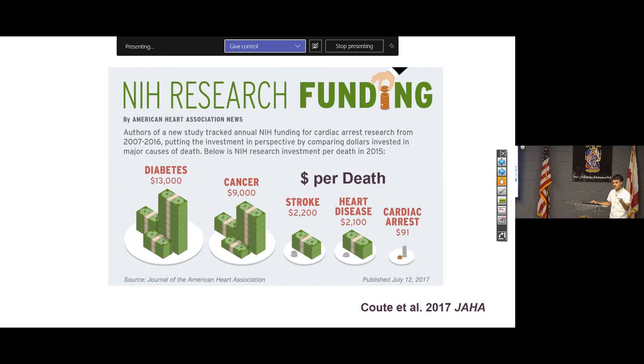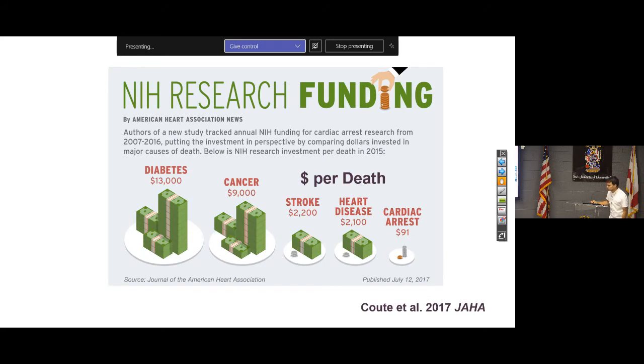And when you look on a per death basis, for cancer, there's about $9,000 for every person that dies of cancer being invested for research. For stroke, about $2,200. Cardiac arrest is magnitudes lower, about $91 per death. The following year was down to $46 per death, the same amount of money that's being invested towards ADHD research.